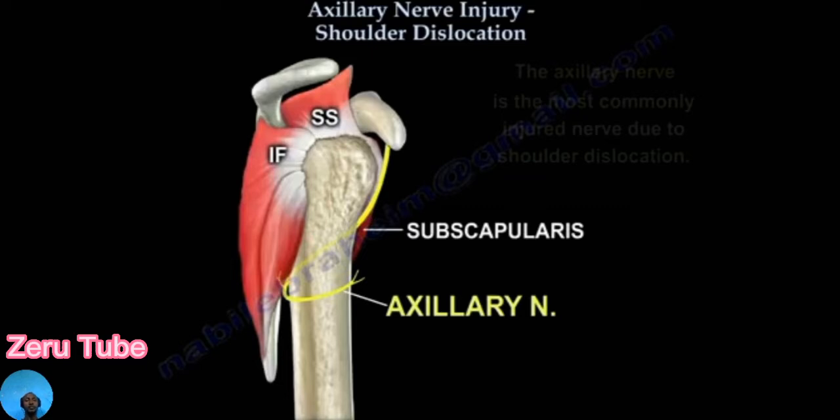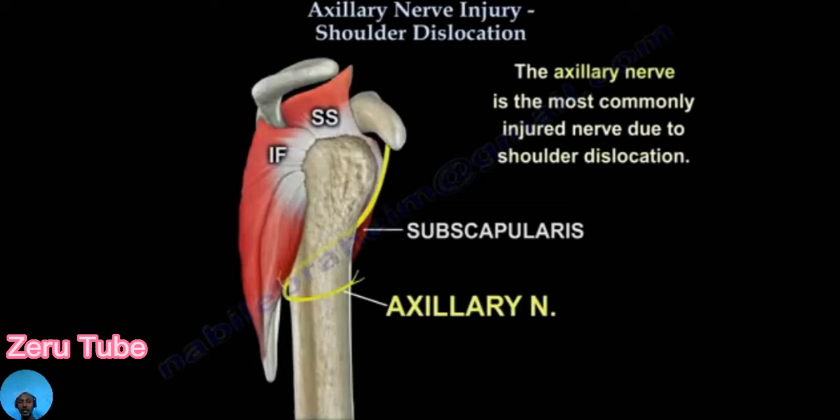The axillary nerve originates mainly from the posterior cord, and this nerve has direct attachment with the neck of the humerus. So if there is any injury to the neck of the humerus, or any dislocation of the glenohumeral joint, most commonly the axillary nerve is injured.